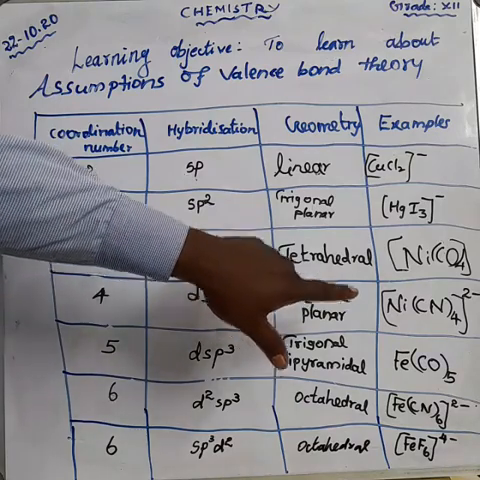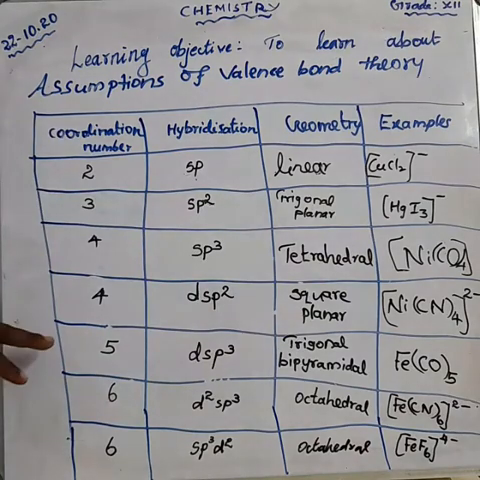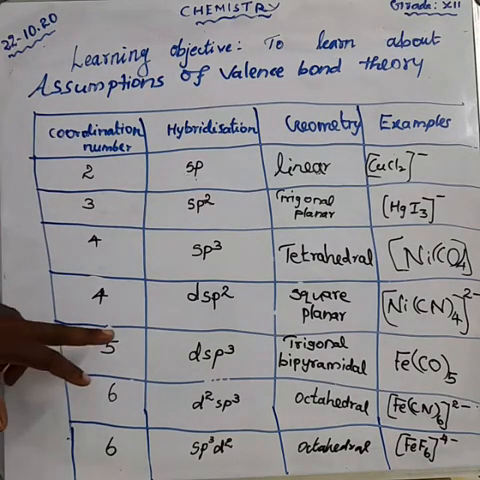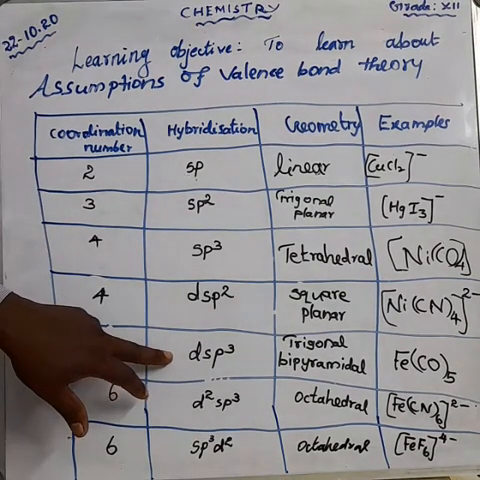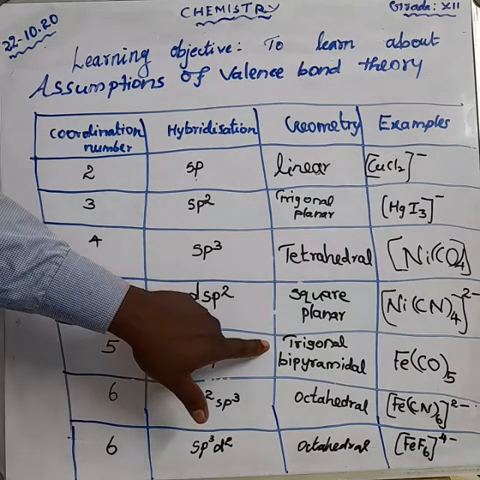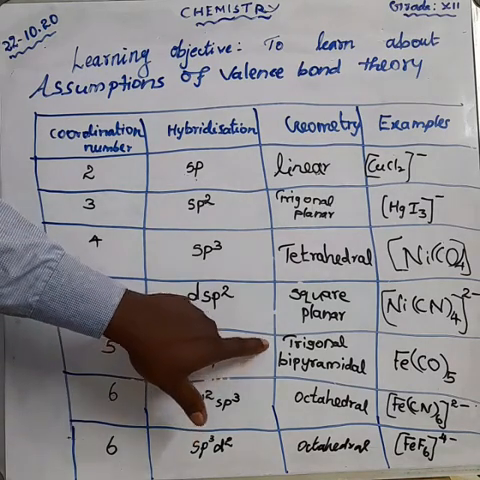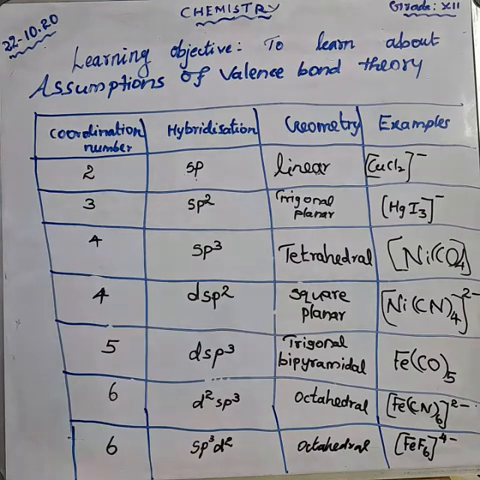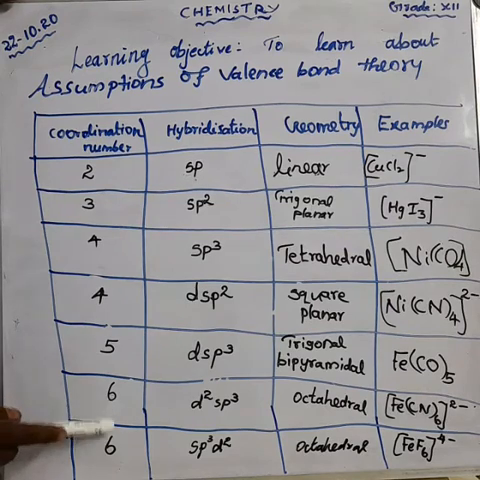Nickel CN4 2 minus. Okay. Next, coordination number 5. What is the hybridization? dsp3, trigonal bipyramidal. What is the example? Fe(CO)5. Okay, Fe(CO)5. And next, coordination number 6.